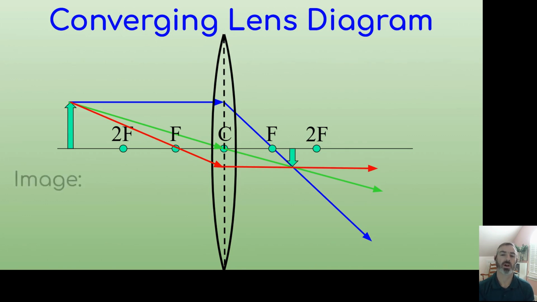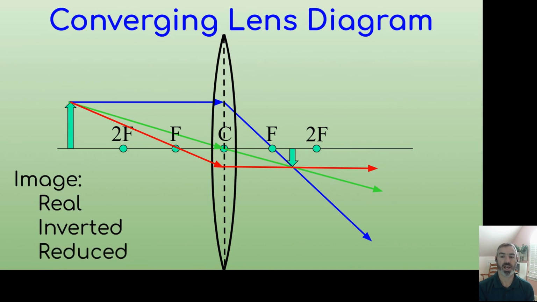So in this case, our image is a real image because the rays converge, it's inverted, and it's reduced in size. So we would need a screen in order to see this image, and you have to be on that same side as the image to be able to see it.